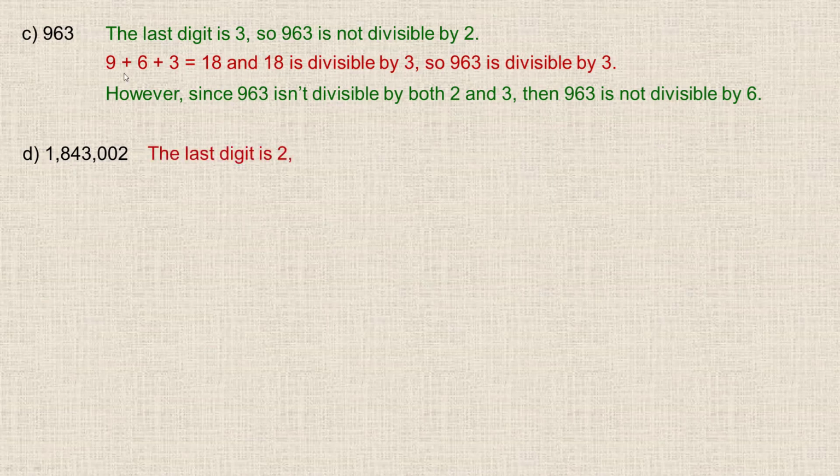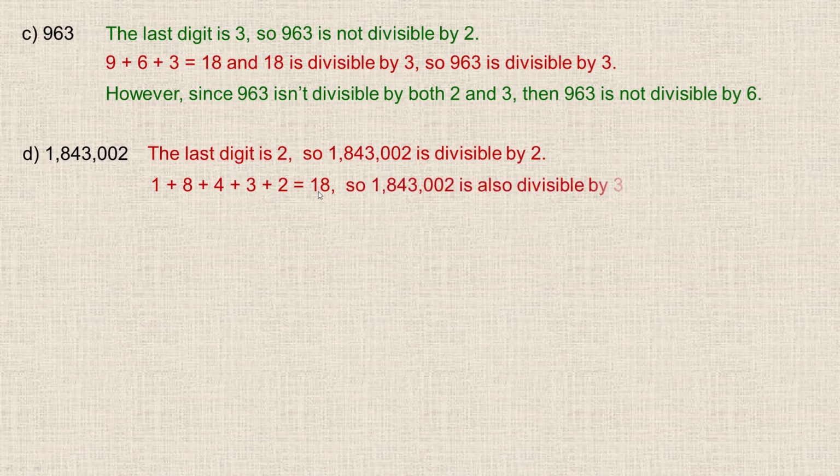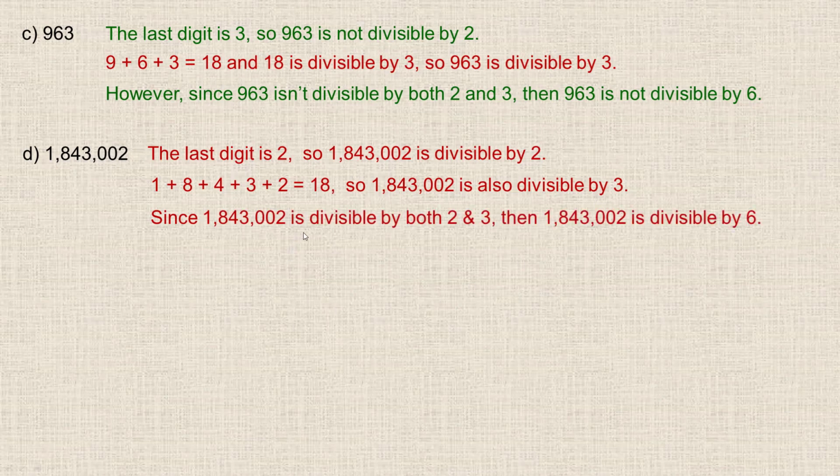Last one here, 1,843,002. The last digit is a 2, so it's certainly even, so it would be divisible by 2. So we add for the 3 test, 1, 8, 4, 3, and 2. So 1 and 8 is 9, and 4 more makes 13, and 3 more makes 16, and 2 more makes 18, and 18 is divisible by 3, so 1,843,002 is also divisible by 3. So since the number is divisible by both 2 and 3, then that number is also divisible by 6.